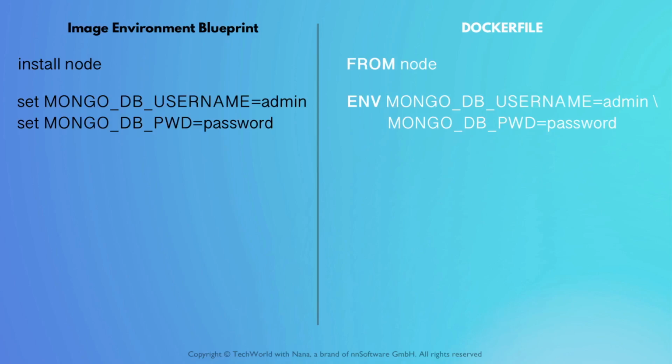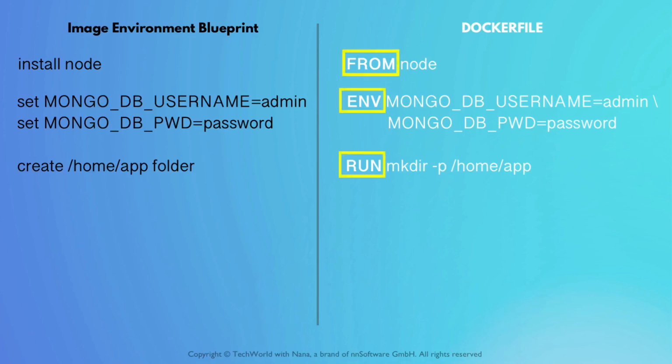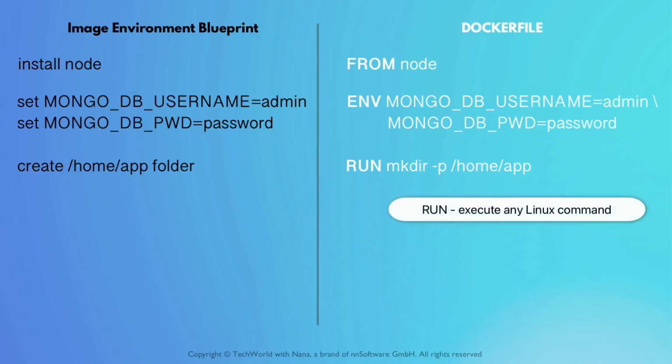So this ENV command basically translates to setting the environmental variables inside of the image environment. The next one is RUN. All these capital case words that you see, ENV and RUN, are part of the syntax of a Dockerfile. So using RUN, you can execute any kind of Linux commands.